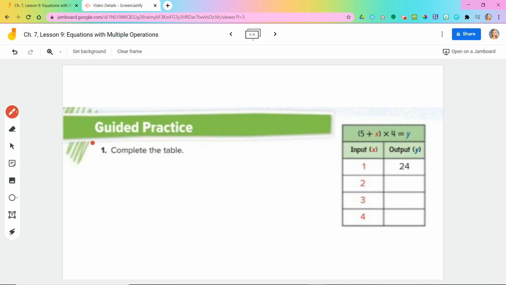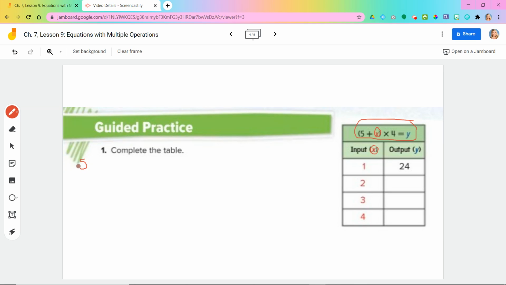All right, so taking a look at guided practice, we've got to complete this table. So first we want to find our equation, and now realize that input is my x, so that's where I'm going to be placing all of my inputs, and my output is y, which is what I will be finding. So they have, of course, solved the first one for us. So let's use this equation to find the values of y for 2, 3, and 4.